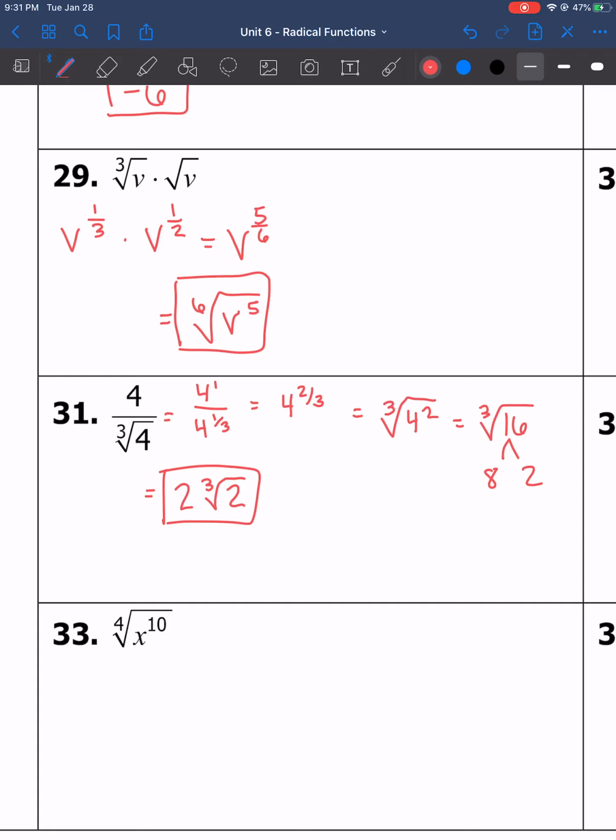Alright, last but not least, I have the 4th root of x to the 10th. So I'm going to rewrite that in exponential form as x to the 10th over 4, which simplifies to, I'm jumping the gun and writing the x to the 5 halves. And I can take out 4 x's, or 2 groups of 2, and be left with 1 underneath my radical. So I'm going to have x squared times the square root of x. So that's rational exponents.